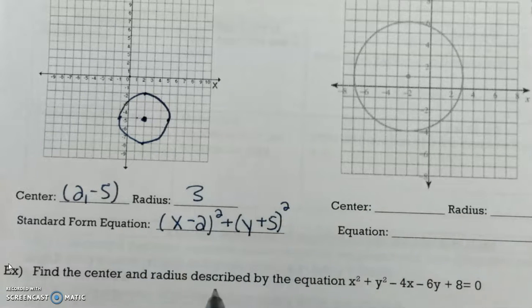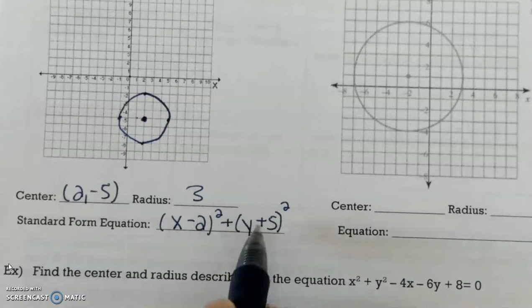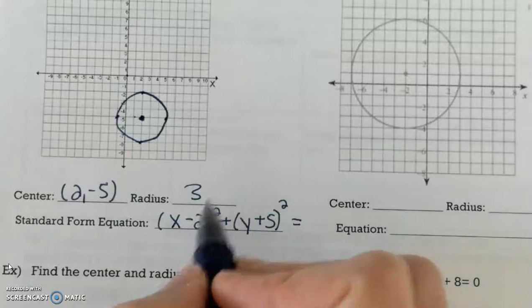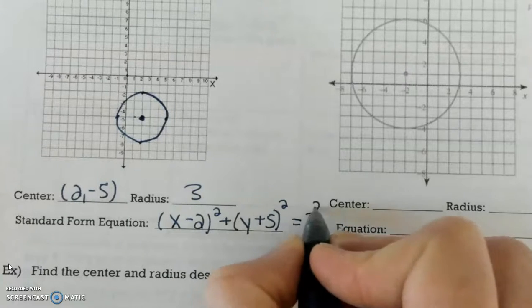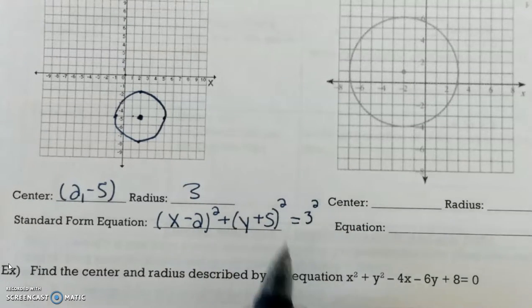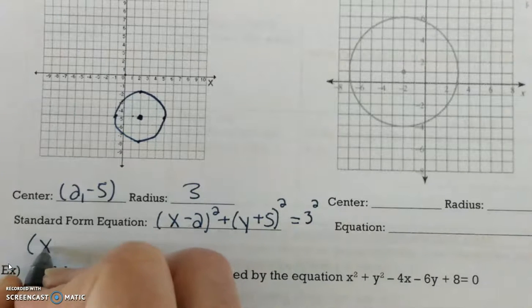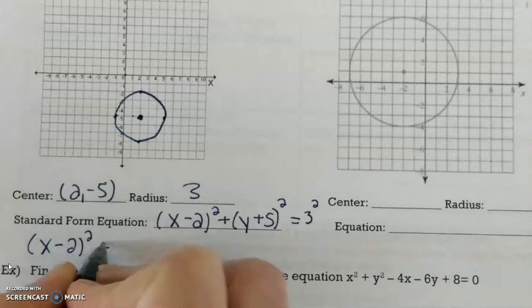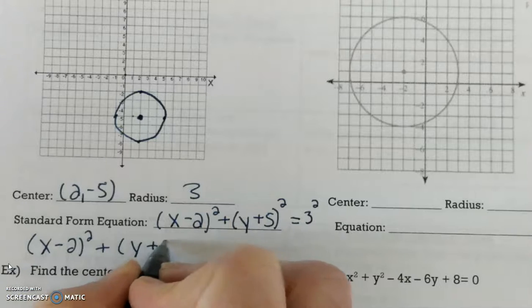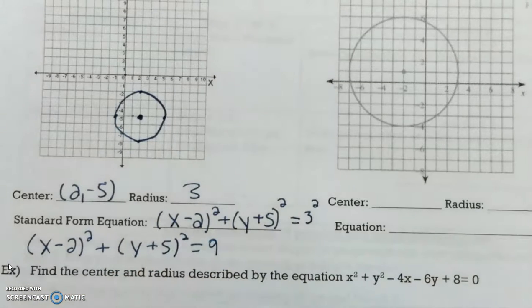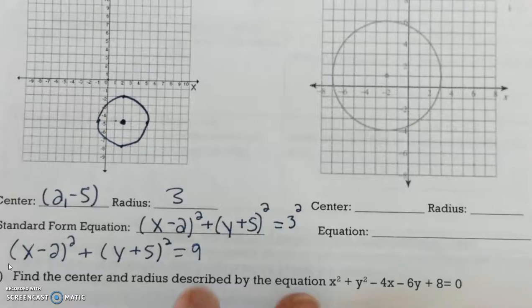Remember, I told you that this standard form was derived from the Pythagorean theorem. So it's something squared plus something squared equals r squared, right? So our radius is 3, so we'd have to square 3 to get the right side of this equation. So our final simplified form, (x minus 2) squared plus (y plus 5) squared is equal to 9, because 3 squared is 9.